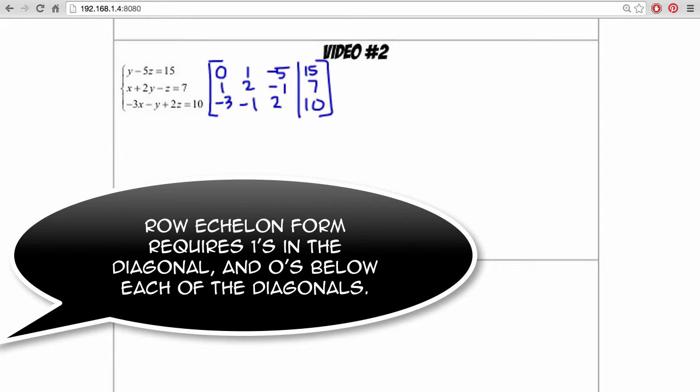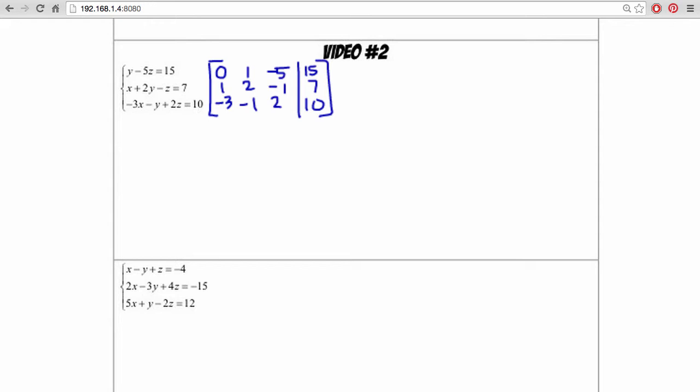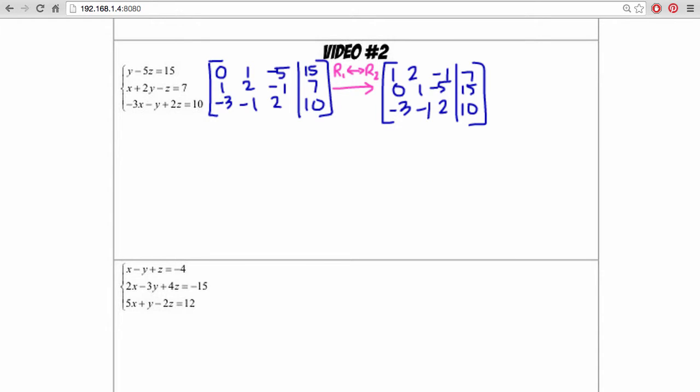Row echelon form again: we want 1's in our diagonals and 0's under each of them. So the first rule that I'm going to implement here is I'm going to switch row 1 and row 2. The purpose of that is I'm getting a 1 in the first spot and a 0 right under it. So I wind up getting 1, 2, negative 1, 7, 0, 1, negative 5, 15, negative 3, negative 1, 2, and 10.